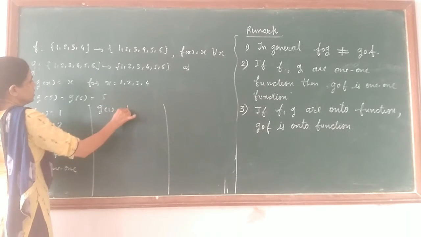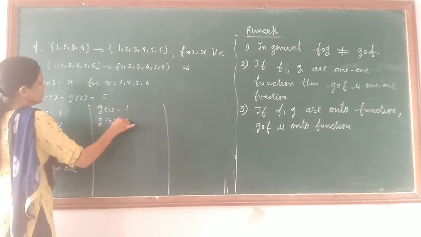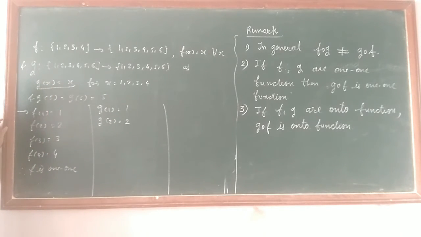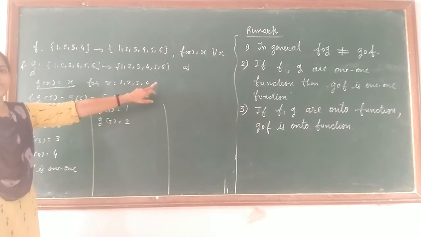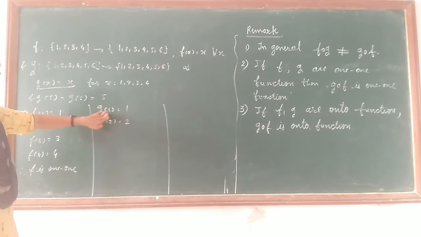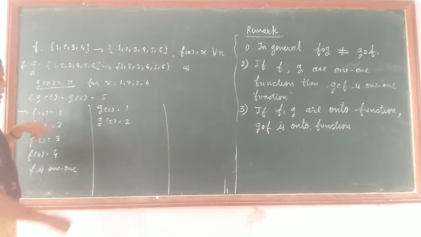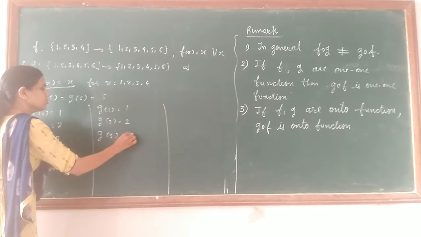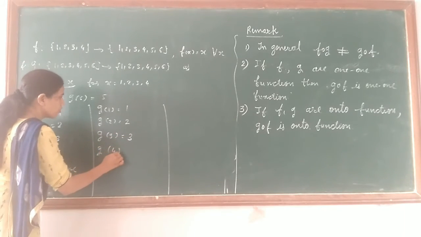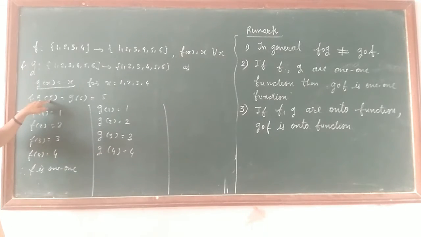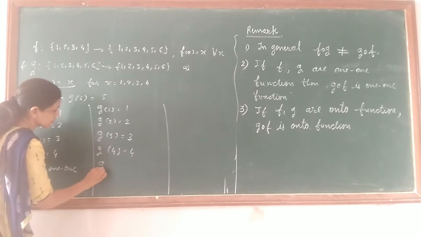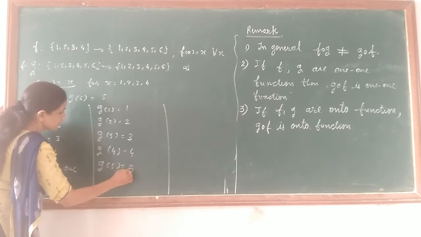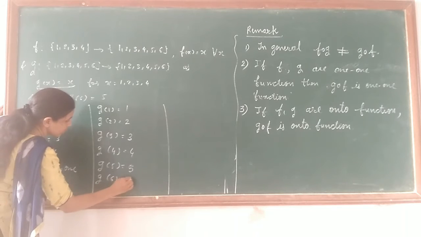Second, g. For g, what do we have? g of 1 is equal to 1. What is the definition? g of x is equal to x for every x belonging to {1, 2, 3, 4}. So if x is equal to 1, the answer will be 1. If x is equal to 2, then 2. If x is equal to 3, then 3. If x is equal to 4, then 4. But when x is equal to 5, then g of 5 is 5, and g of 6 is also 5. So g of 5 is equal to 5 and g of 6 is equal to 5.